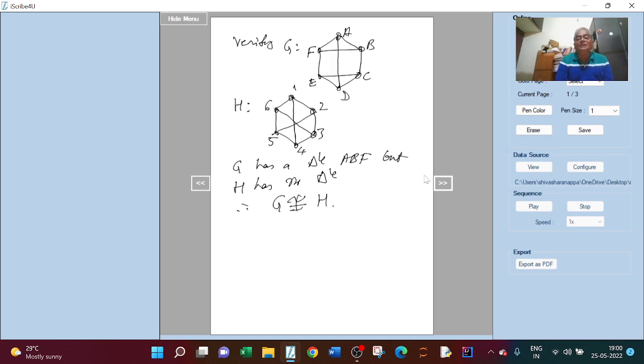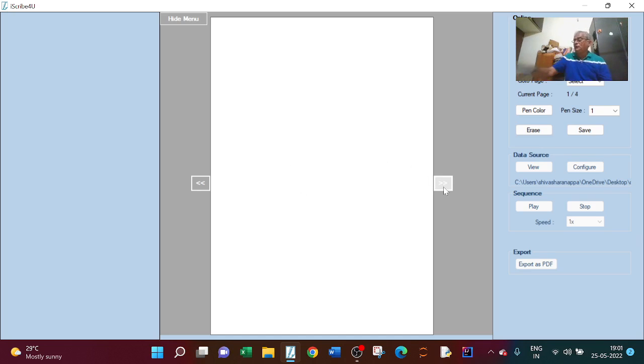Okay. Next, I will go to another example. G: 1, 2, 3, 4, 5, and within this I will take one vertex 2, 3, 4, 5. Join these vertices, and then join these two. Okay, this is our G.